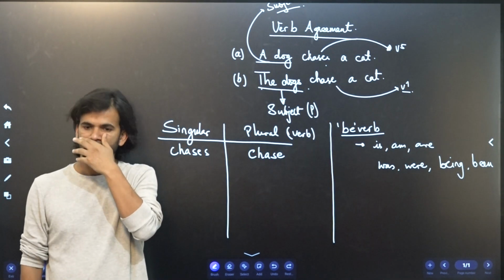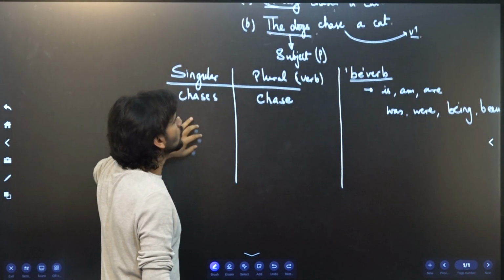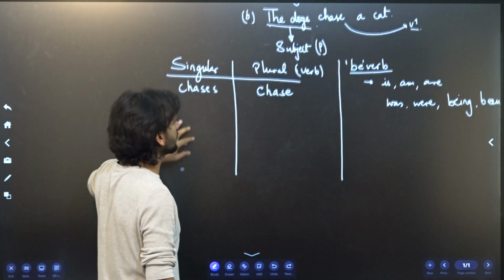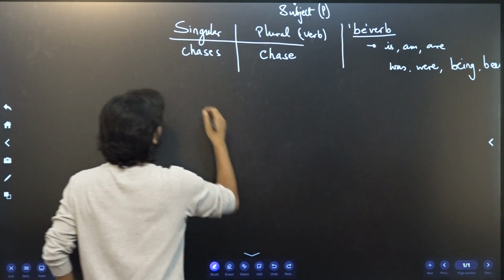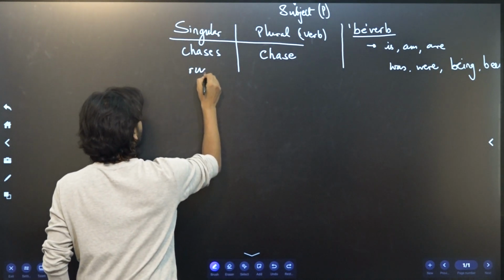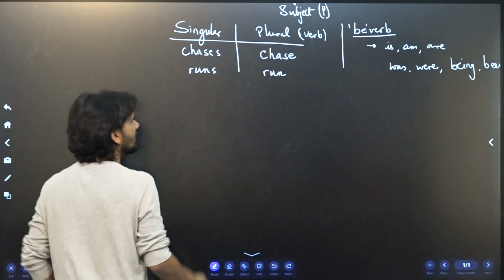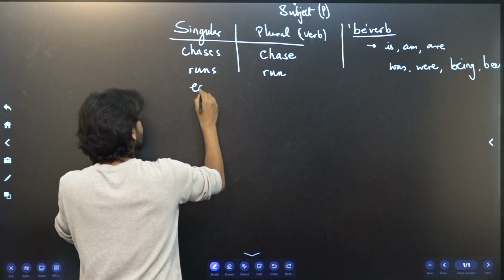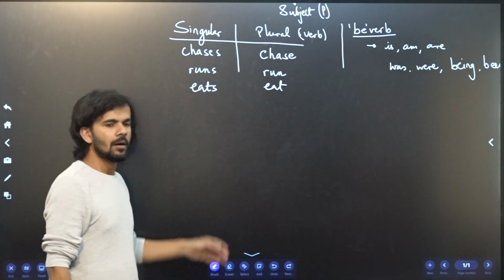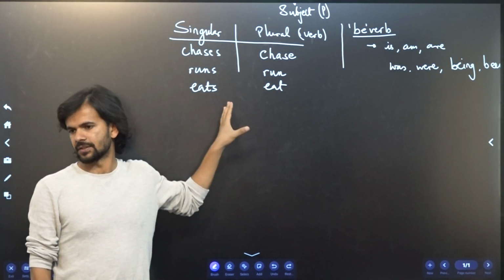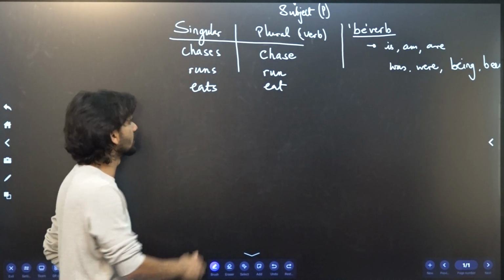Now, the rule. Let's come to the rule, alright? Did you make a note of all this? Let's come to the rule. Here, let's write down some more. Singular, runs. Plural, run. And then eat, eats, eat, and so on and so forth. But I will not rely too much on this, because I find it a bit confusing for most of the students.